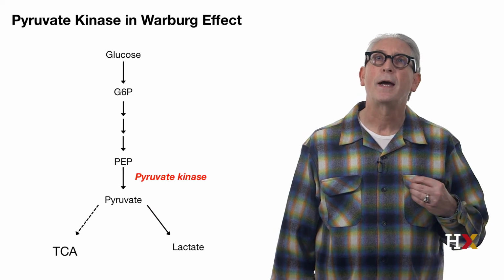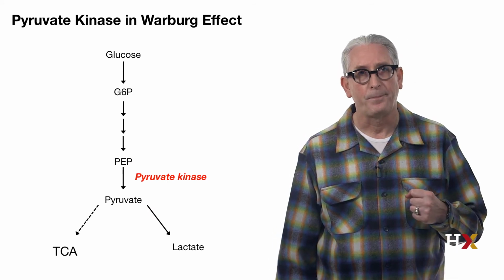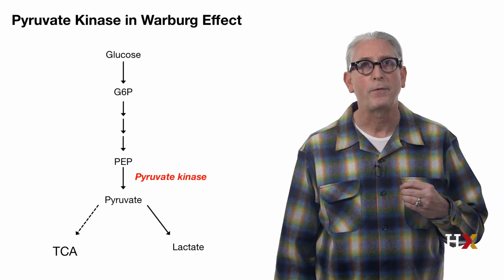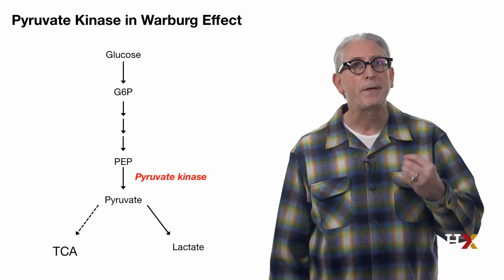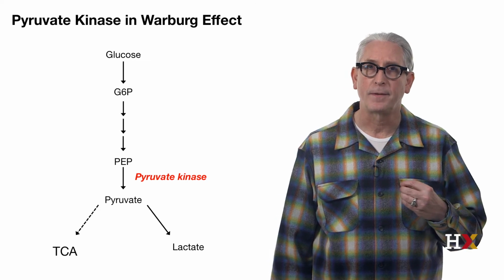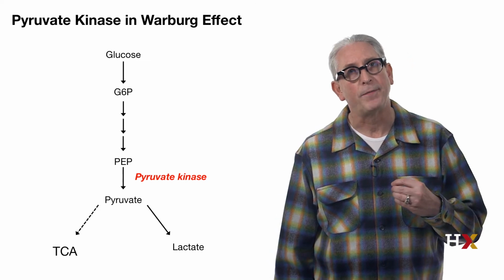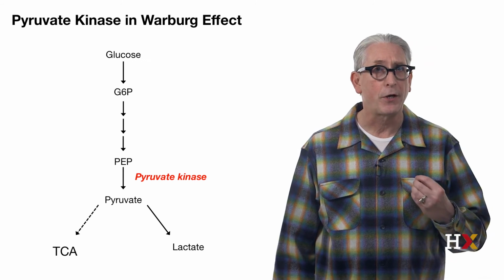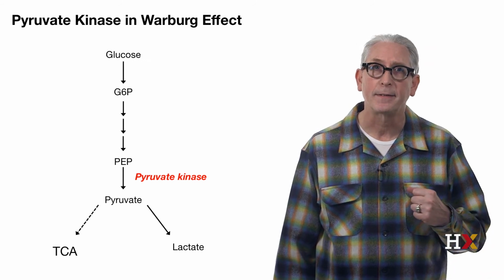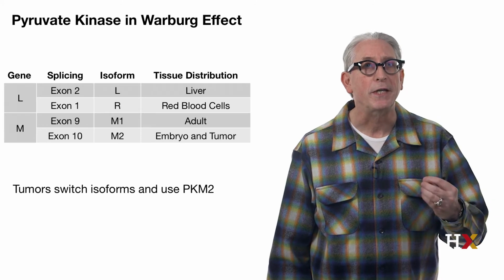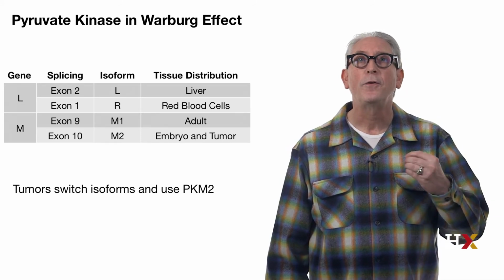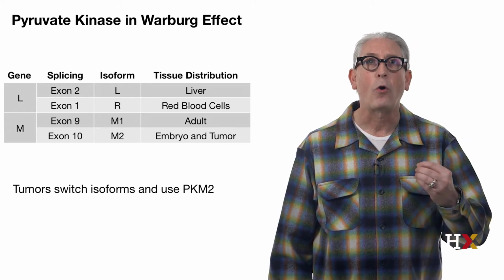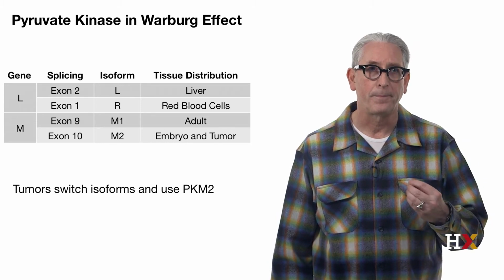Let's take a look at the regulation of glycolysis. As you recall, the conversion of phosphoenol pyruvate into pyruvate is one of the 3 metabolic valves in glycolysis. The enzyme controlling this valve is called pyruvate kinase. However, there is not just one pyruvate kinase. There are 2 genes coding for at least 4 forms of pyruvate kinase. These variants are also called isoforms.